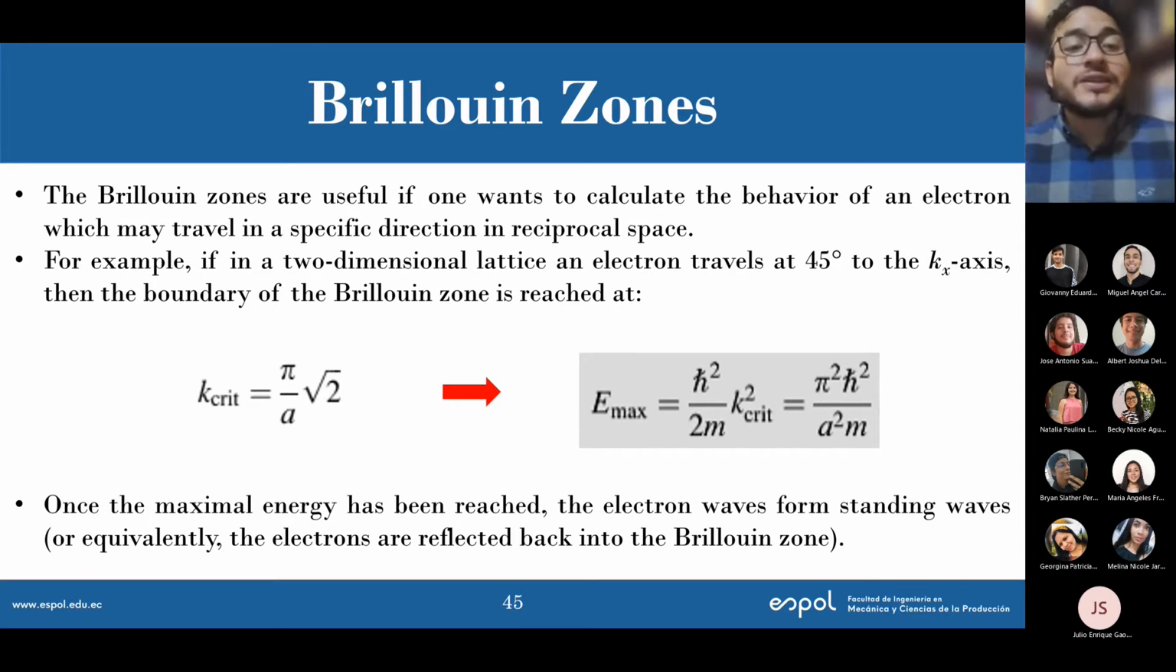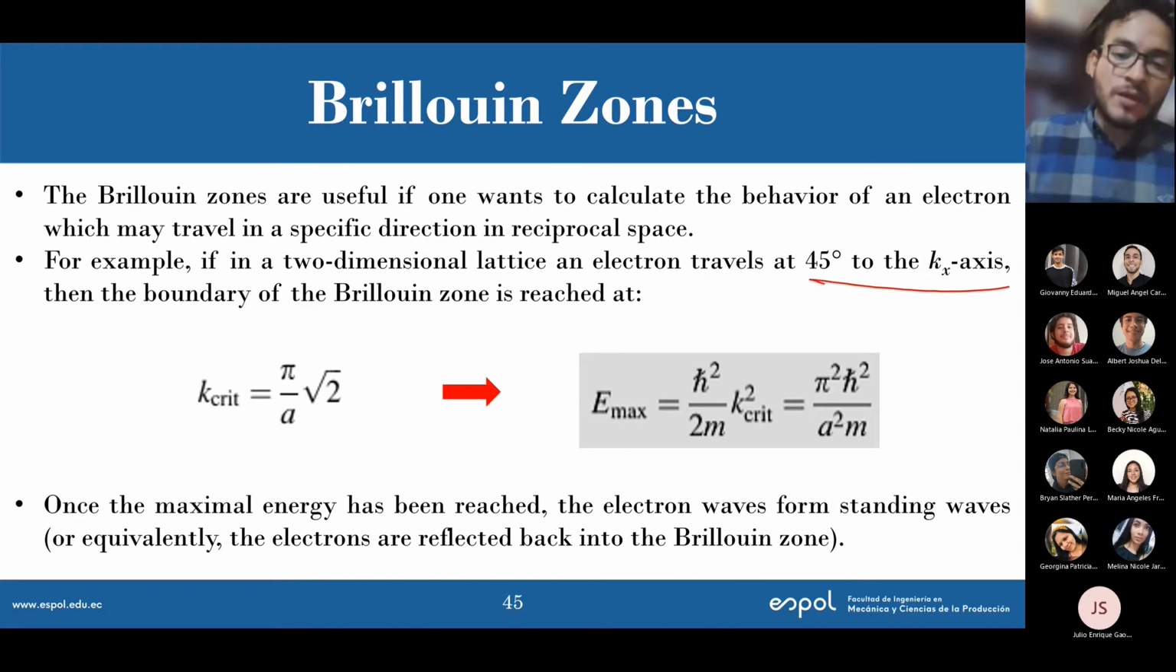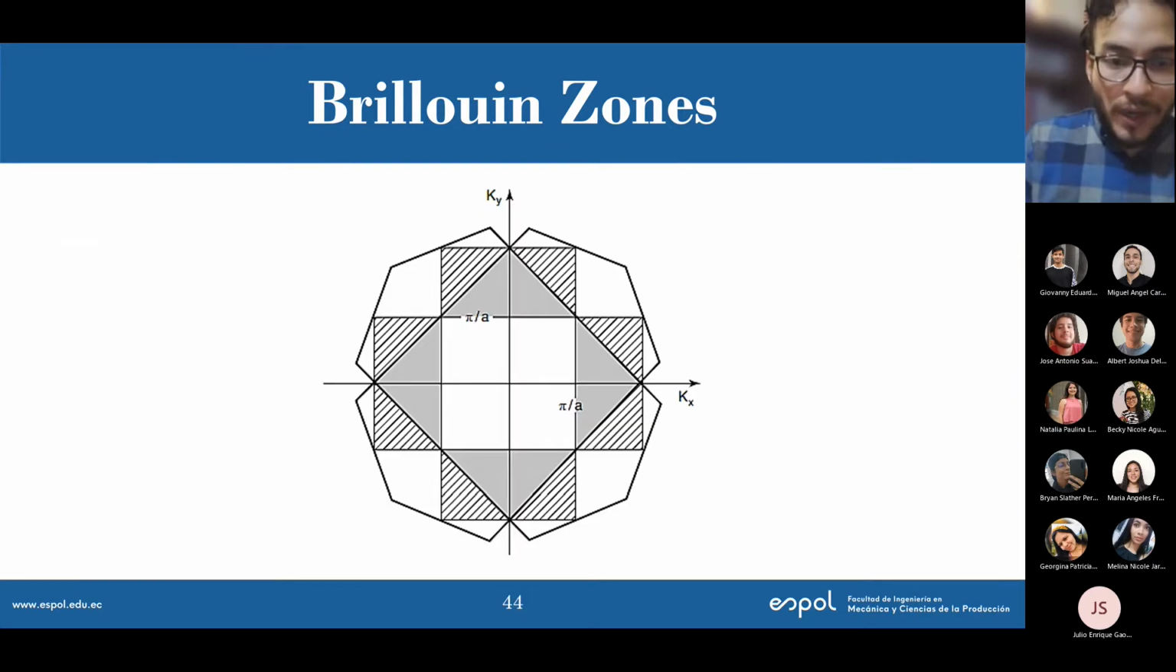if it's moving in a specific direction in that reciprocal space. So let's say, for example, the electron is moving or traveling at 45 degrees to the wave vector x-axis, so the x-axis in this reciprocal space. So if the electron is moving there, it's within the first Brillouin zone, right? So if the electron is moving from here to here, how do you get that value, guys?